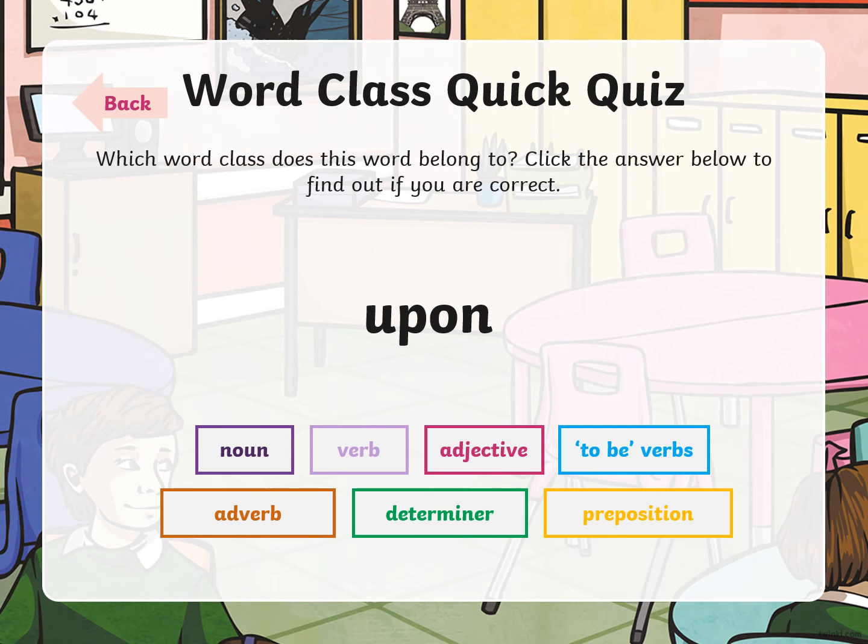Next one, upon. I'll give you this word in a sentence just as you're writing it down. I place my books upon the table. It is a preposition.